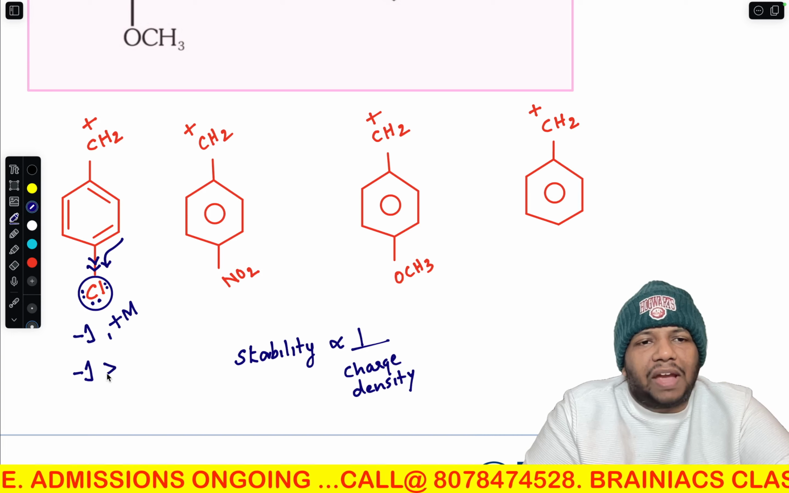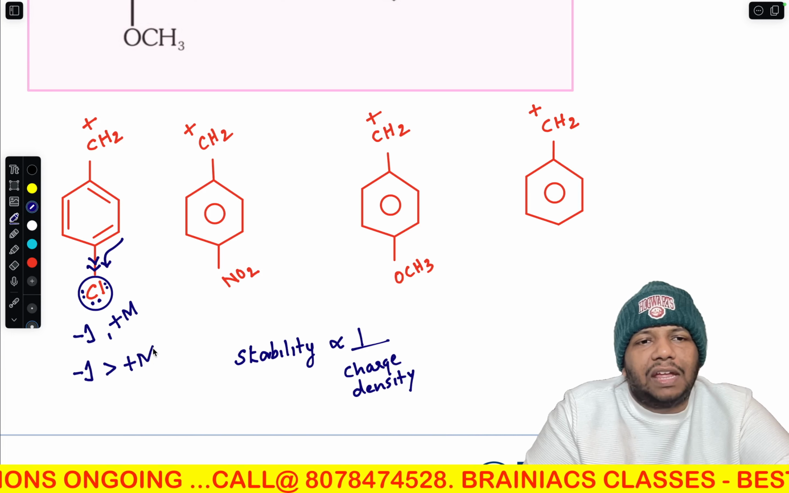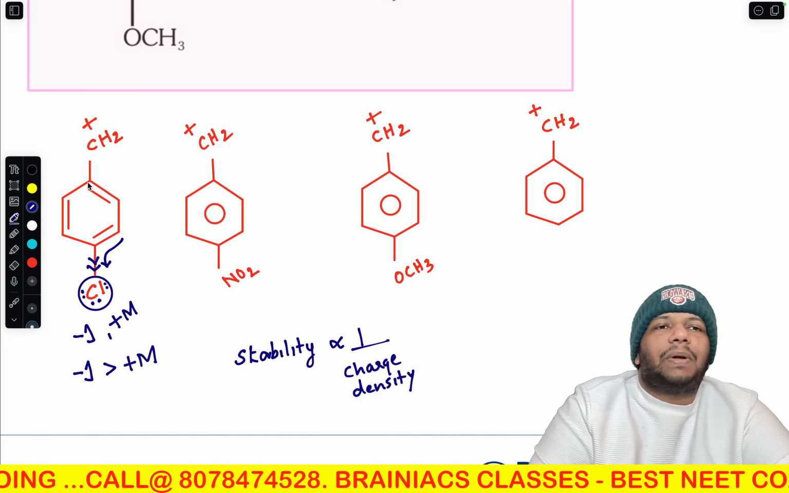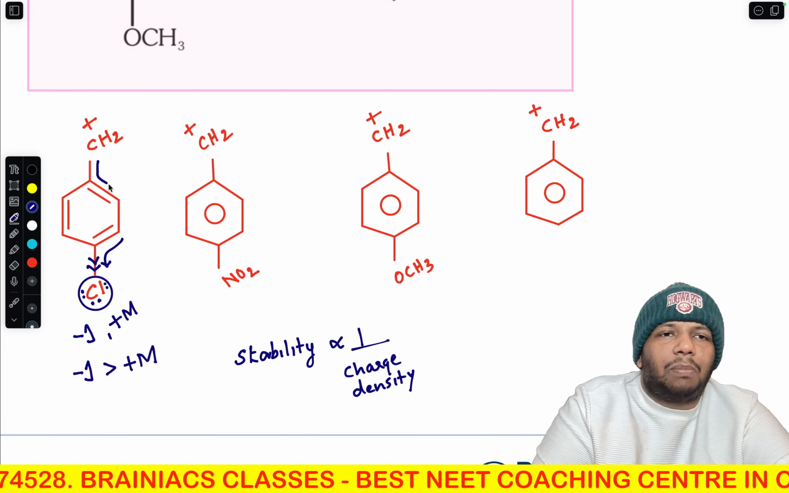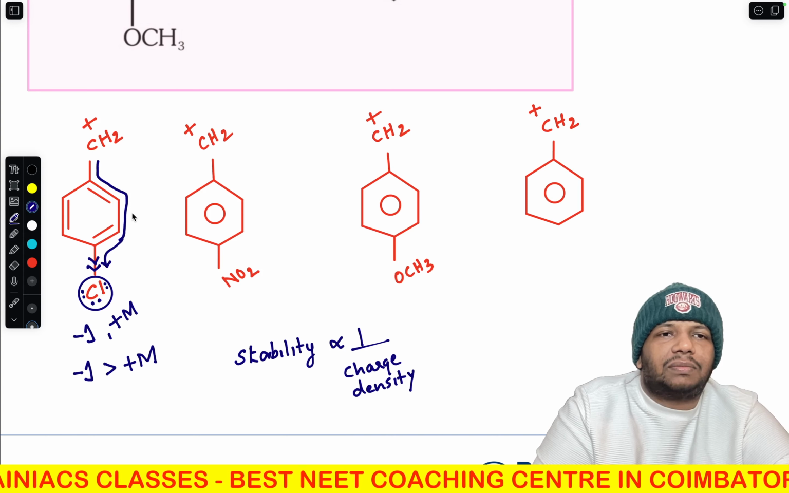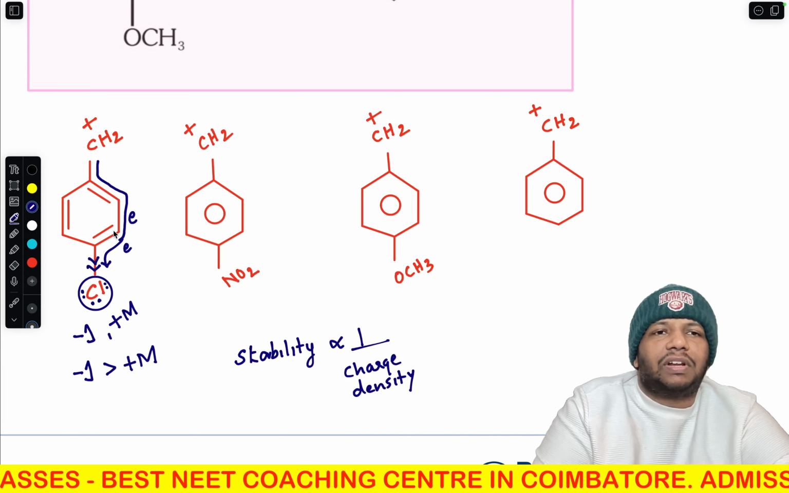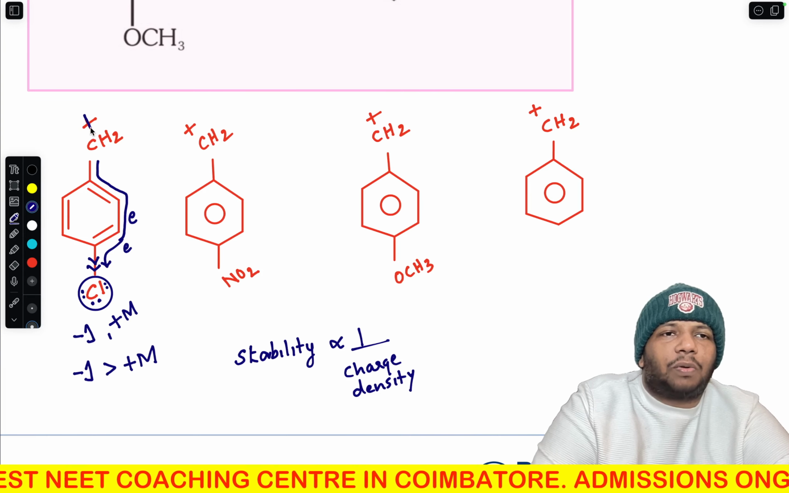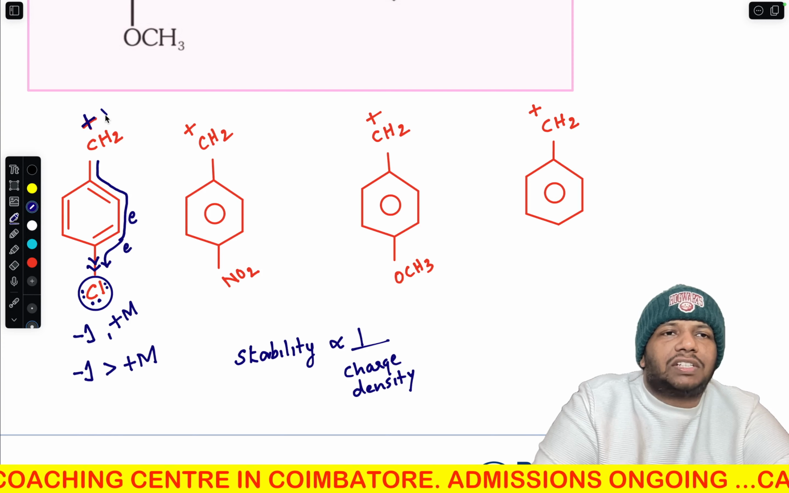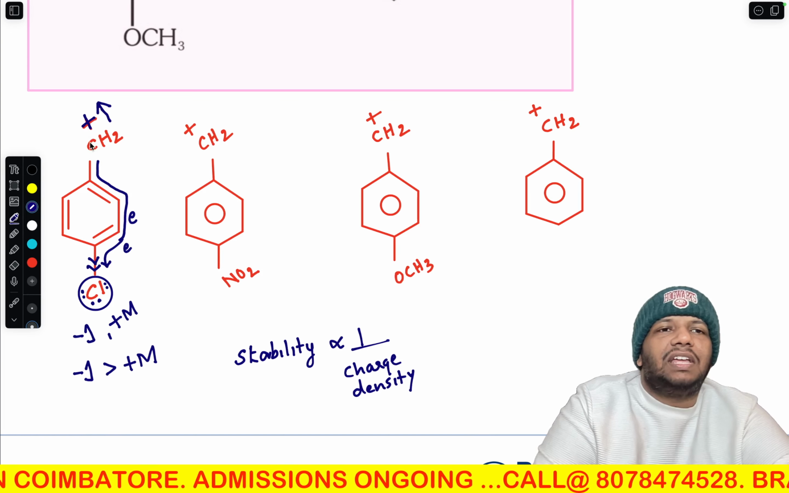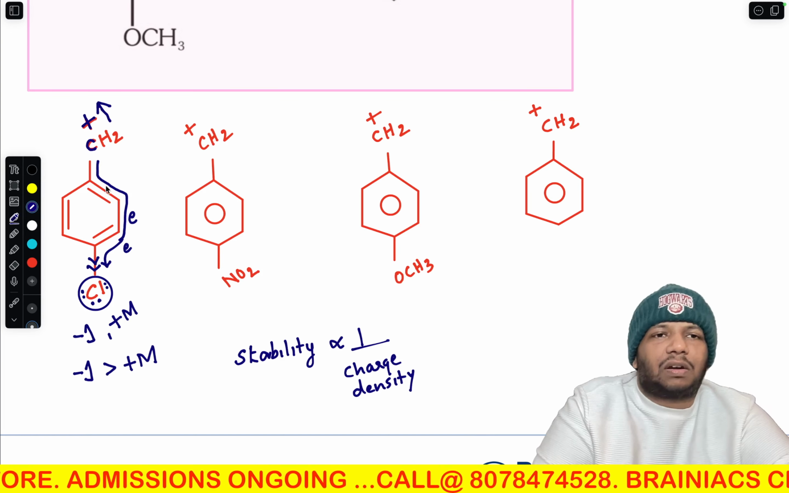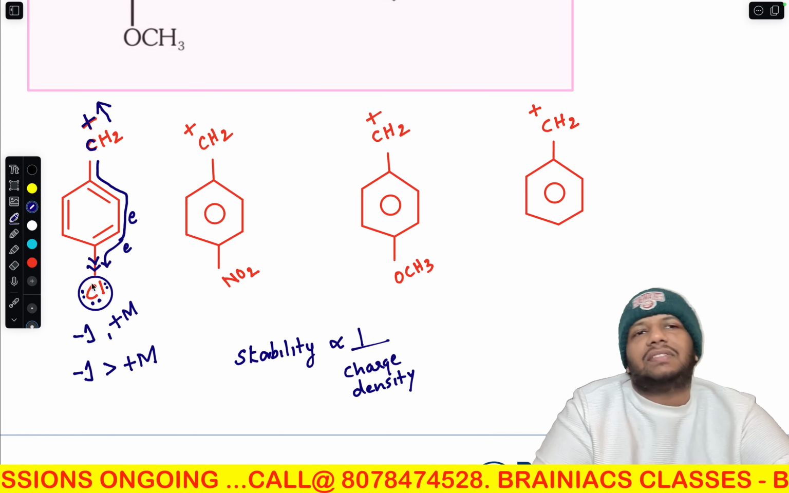Halogens always have minus I effect more dominant than plus M effect. So the electrons will flow in this direction. Through the sigma bond, the electrons will flow like this, moving in the downward direction. So what will happen when electrons flow in this direction? The positive charge density in the carbon increases.